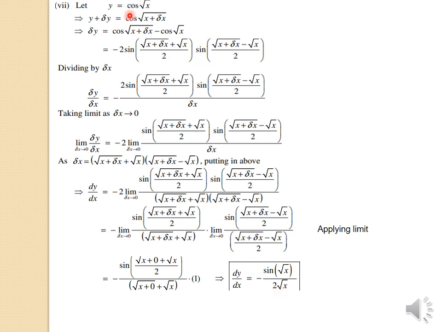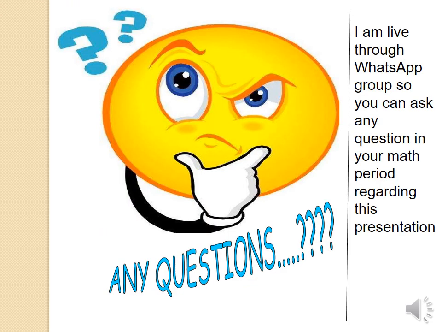So it means the derivative of y equals cos square root x equals sine of square root of x divided by 2 square root of x. Well, if you have any query regarding this presentation, then you can ask me on my WhatsApp number or private number.